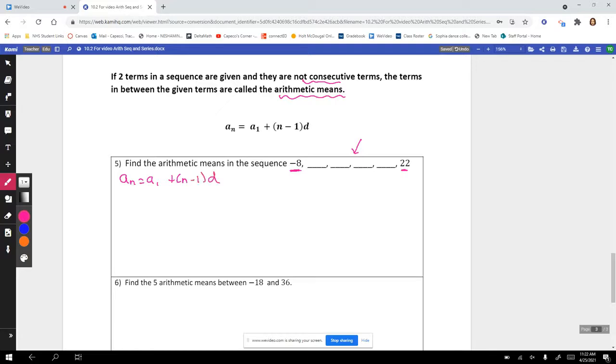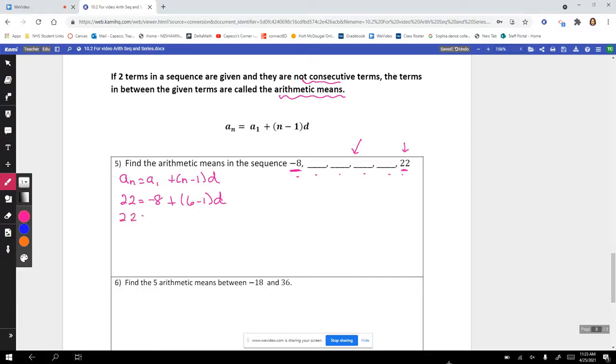All right, so I know my last term is 22, and I know my first term is -8. I know the number of terms I have. I have 1, 2, 3, 4, 5, 6. So I have 6 terms. So 6 minus 1 times d. Now this makes sense, right? I don't know what I'm going to add or subtract every time. So d is my unknown, right?